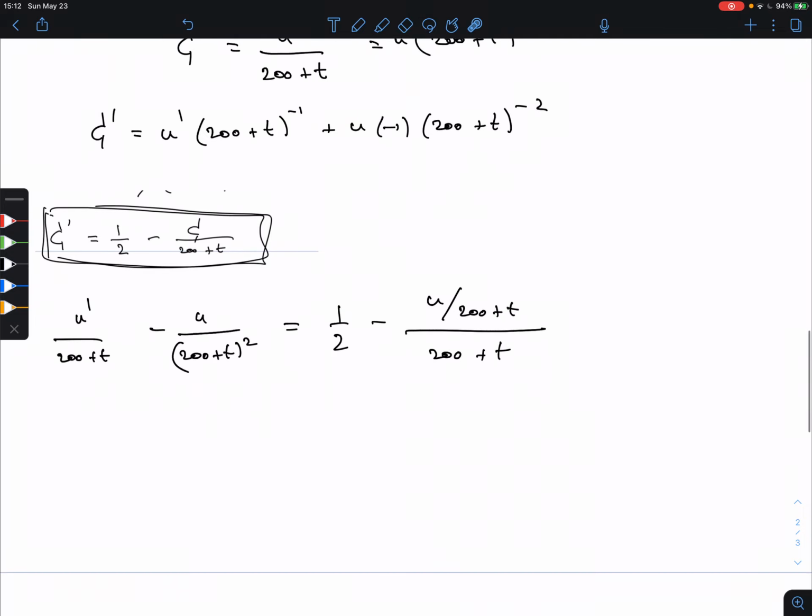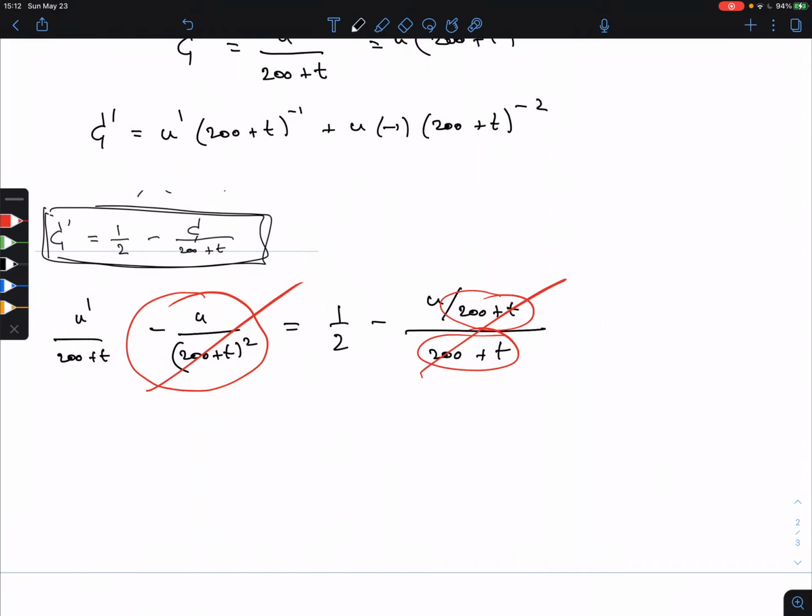Okay. So what we have here, we know the cancellations must happen, and in fact the terms that contain a u must cancel. Let's look at this term. There's minus u over (200 plus t) squared in the denominator, but that's the same thing we have here, right? If we combine this with this, we get (200 plus t) squared in the denominator, and so these two cancel.